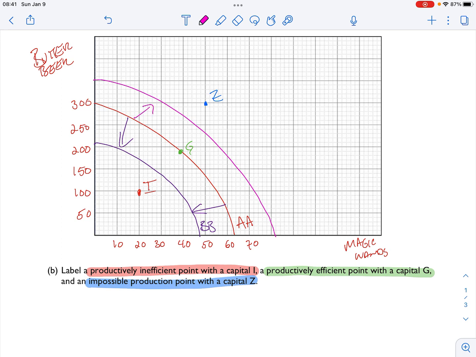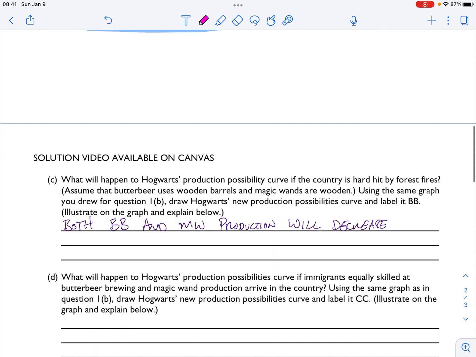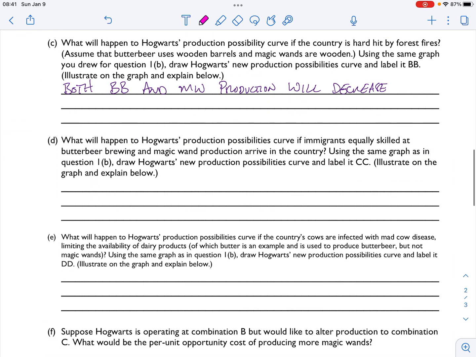Again, it doesn't really matter how much. We don't really know. We simply know that those immigrants, that's labor, now can increase production of both Butterbeer and magic wands. Our text answer is both Butterbeer, BB, and magic wand, MW, production will increase.